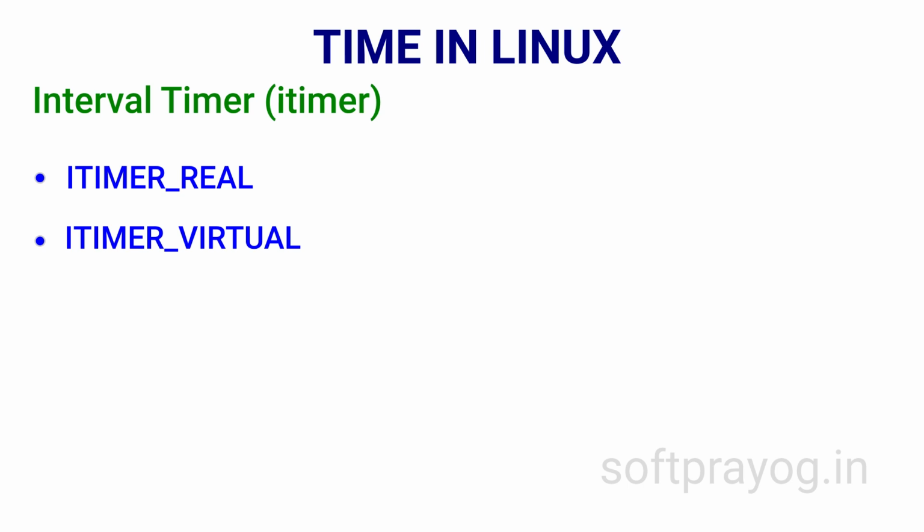ITIMER_VIRTUAL decrements in a process's virtual time. That is, it decrements when the process is executing in user mode. When it becomes 0, the SIGVTALRM signal is sent to the process. ITIMER_PROF decrements when the process is executing in user mode or when the system is running on behalf of the process in kernel mode. When it becomes 0, signal SIGPROF is sent to the process. ITIMER_PROF is used by profilers.